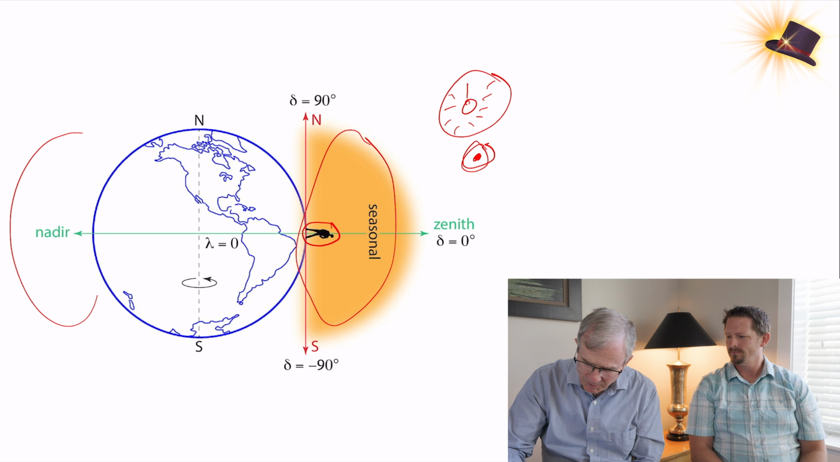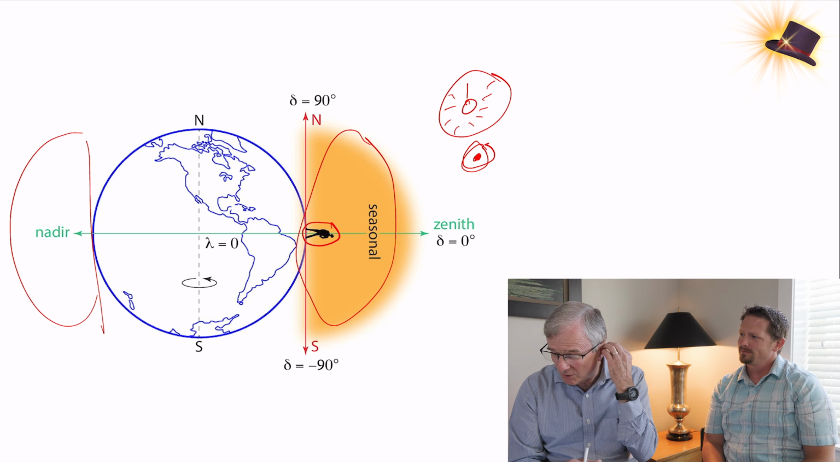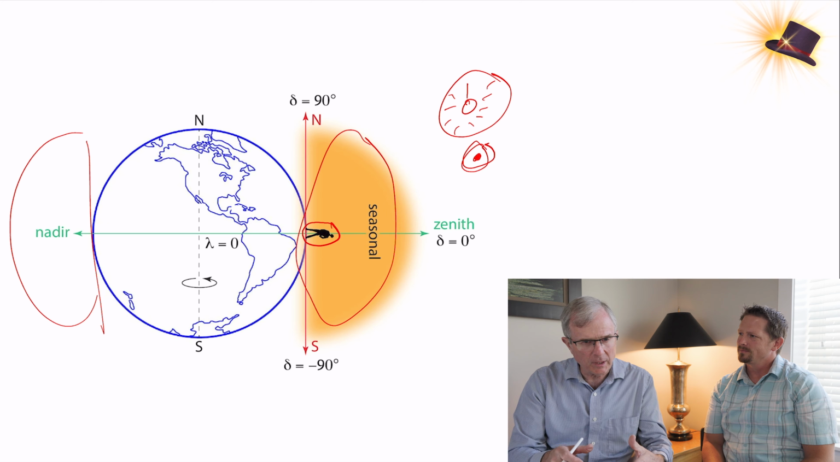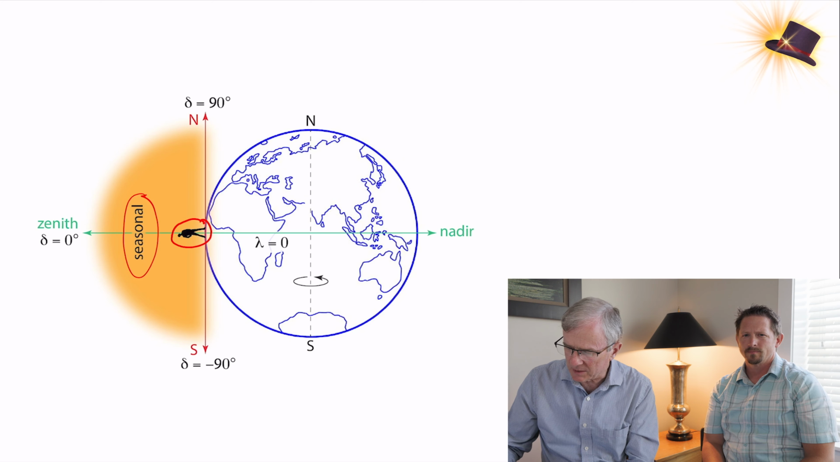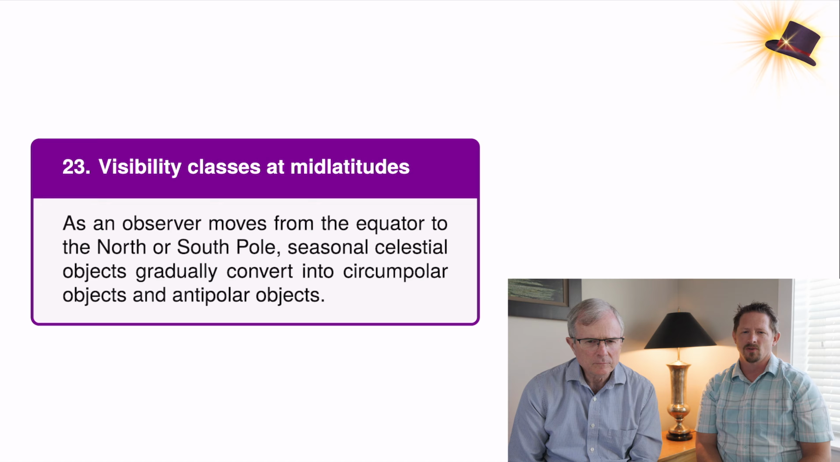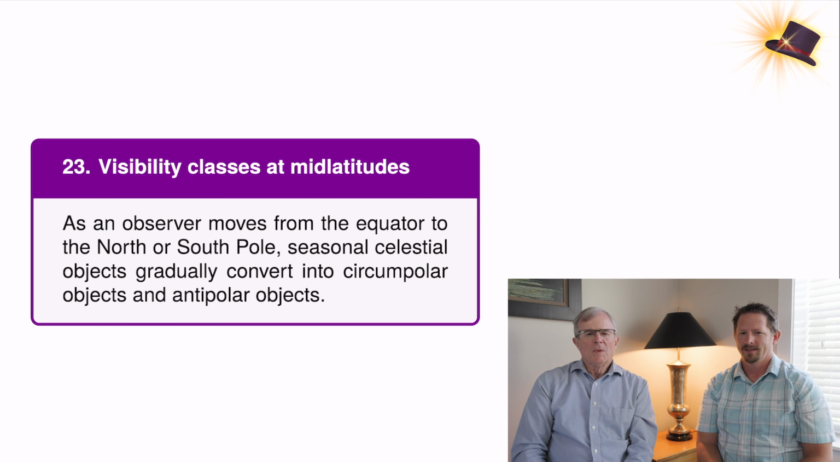Yeah. So they're seasonal objects because you can only see them at certain seasons of the year when the Earth and the sun are placed in the right spots. All right. 23. Visibility classes at mid-latitudes: as an observer moves from the equator to the north or south pole, seasonal celestial objects gradually convert into circumpolar objects and antipolar objects.